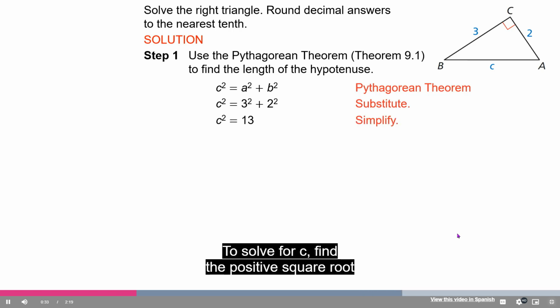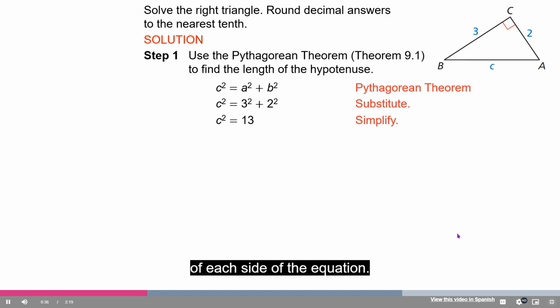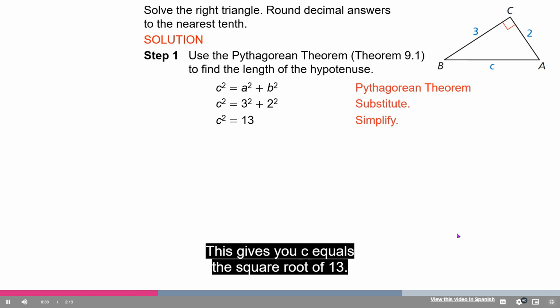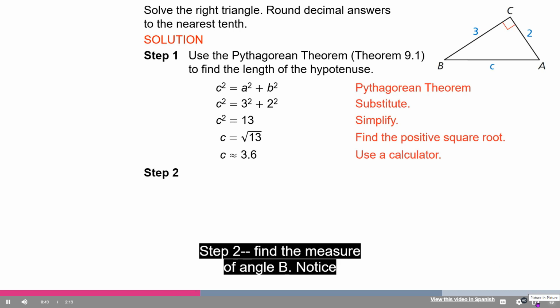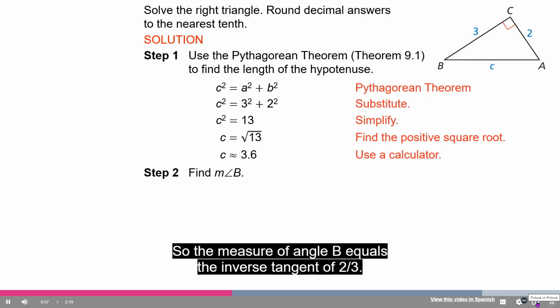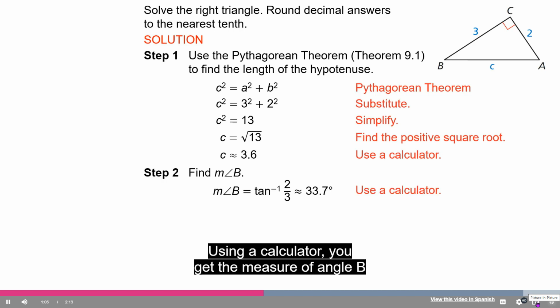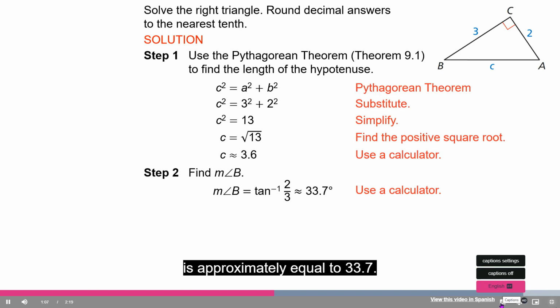To solve for c, find the positive square root of each side of the equation. This gives you c equals the square root of 13. Using a calculator, you get c is approximately equal to 3.6. Step 2. Find the measure of angle B. Notice that the tangent of angle B equals 2/3. So, the measure of angle B equals the inverse tangent of 2/3. Using a calculator, you get the measure of angle B is approximately equal to 33.7 degrees.